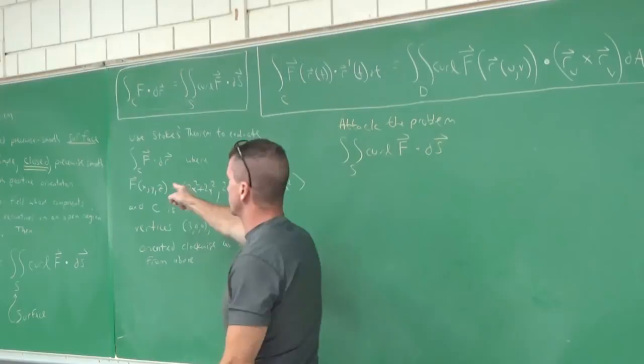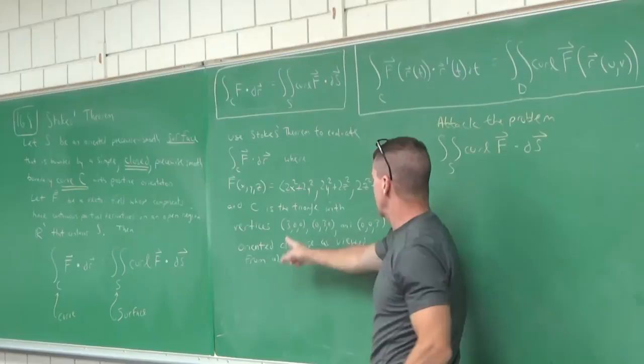So can we draw a picture of this? Everyone, there's a triangle. It's got these vertices. Can we just draw a picture of that? What does that look like?